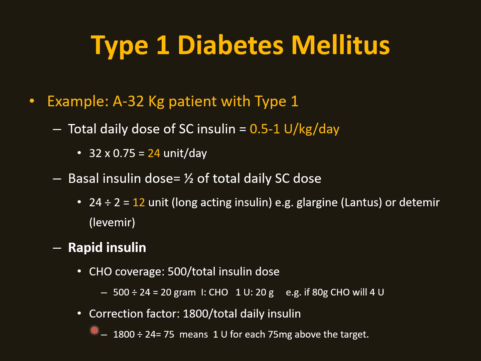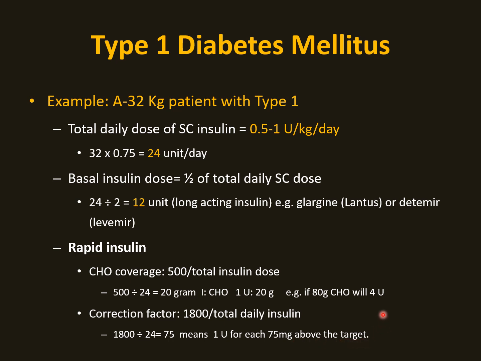Then also before the meal, they are measuring the level of the blood sugar. So you need to calculate their correction factor. You will do 1800 divided by the total daily insulin, which is 1800 divided by 24, the number we calculated in the beginning. So it will be equal to 75. So this patient will need 1 unit for each 75 milligram per deciliter of blood sugar above the target.